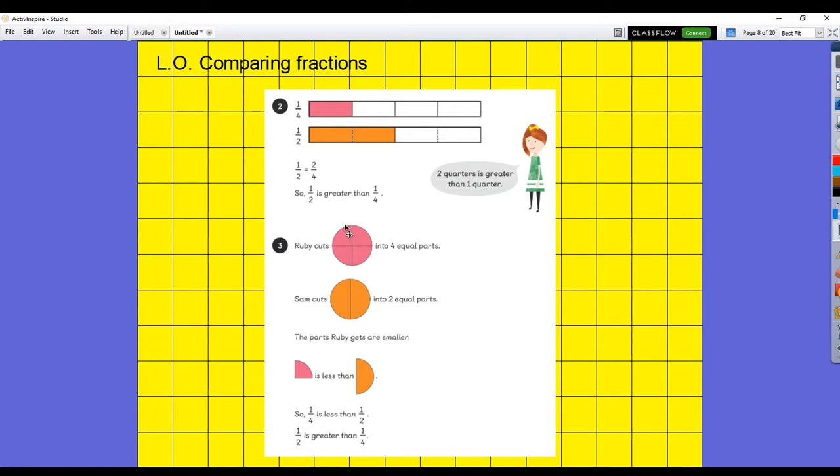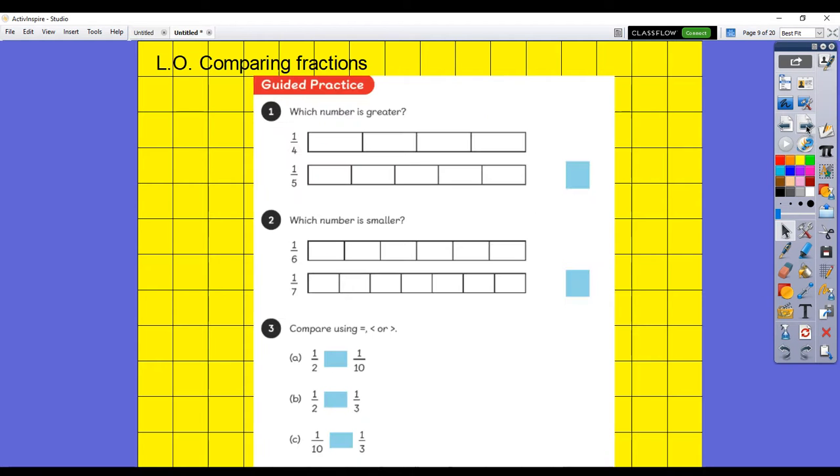Ruby cuts her, let's say this is a pizza, into 4 equal parts. Sam cuts it into 2 equal parts. The parts Ruby gets are smaller than Sam's because she's had to half them again. And 1/4 is less than 1/2. Okay? So 1/2 is bigger than, is greater than 1/4.